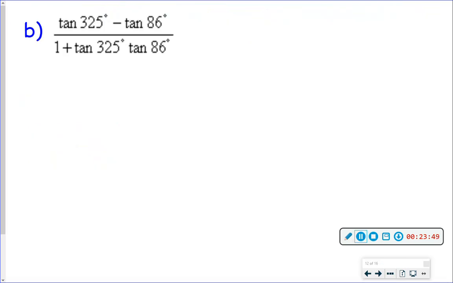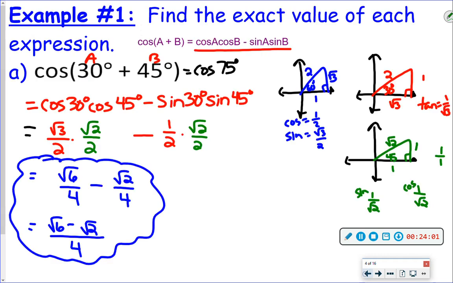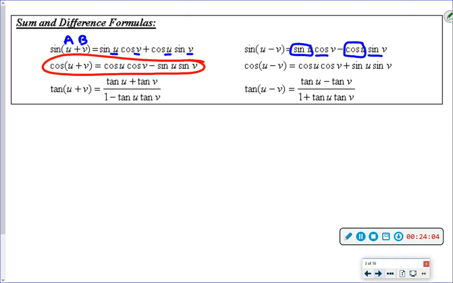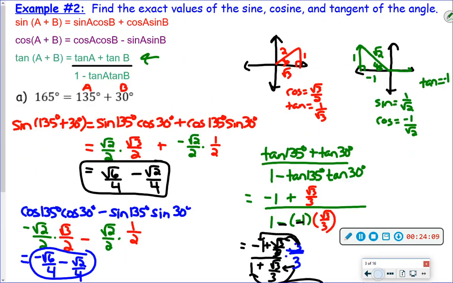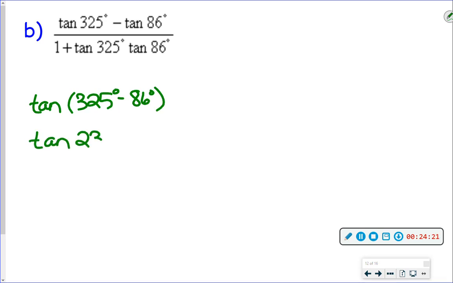Okay, clearly this is a tangent one. The question is, is it tan of a sum or tan of a difference? So look at your positives, negatives. We have minus on top, plus on the bottom. So let's go back to our identities. Minus on top, plus on the bottom. So we have tangent of a difference. So now I'm just going to subtract the 325 and 86. Okay, so I just punched that in the old calculator, 239. Told you these were easy. Gotta love it. All right, next ones.